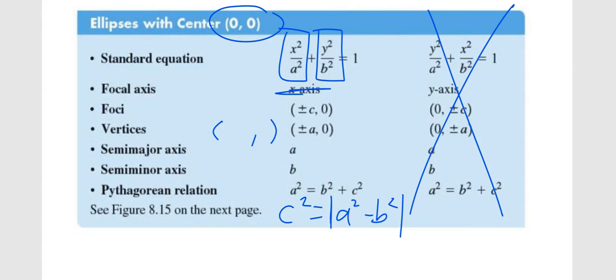Okay, so 0 plus and minus b. Okay, and likewise, your foci could also be 0 plus and minus c if it was a vertical situation. We'll see more of that when we get to it.